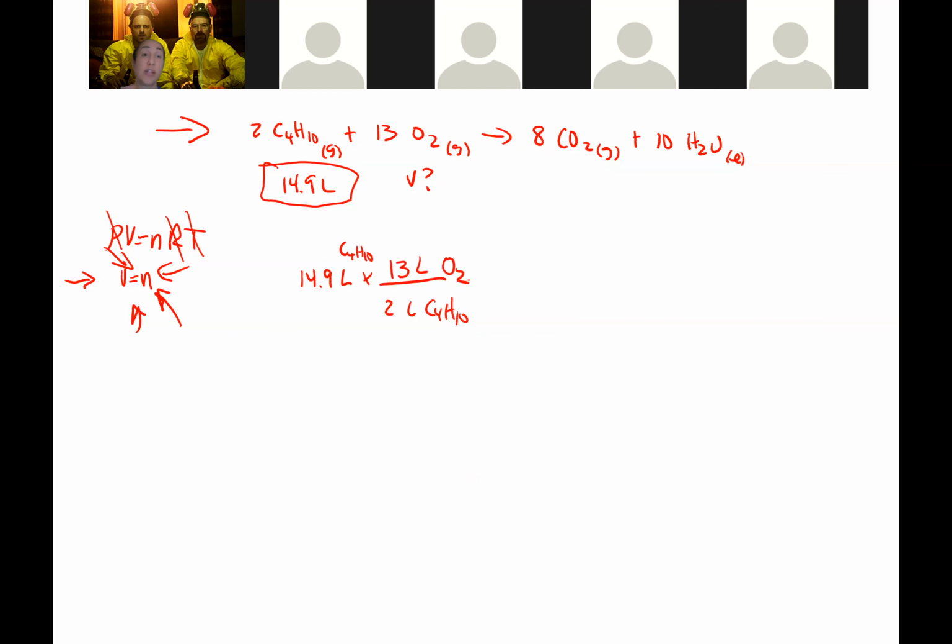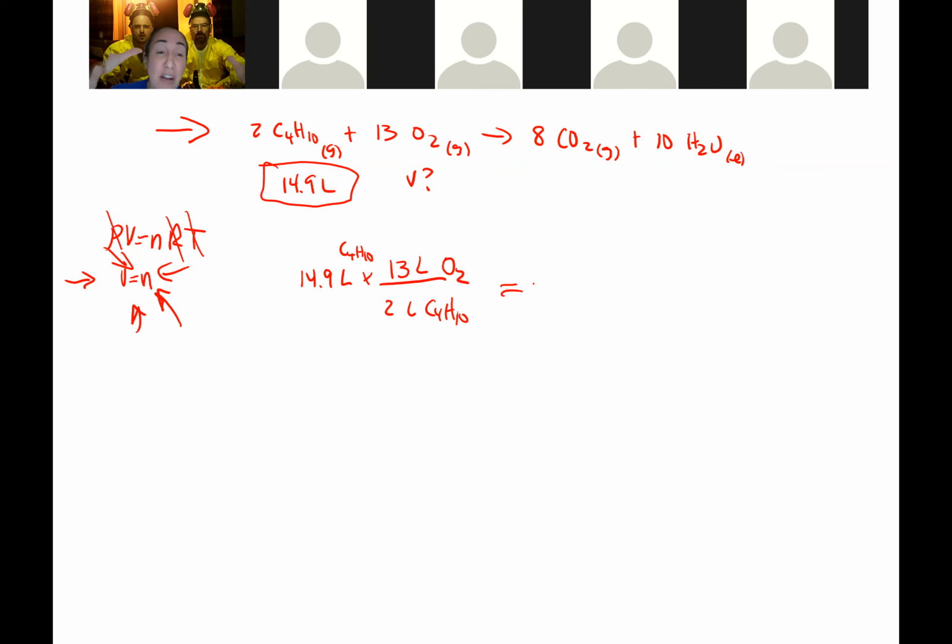So all we're doing is applying, literally it's one step. All you're doing is multiplying 14.9 times 13 divided by 2. Why can you do that? You can't do that always, okay? You can only do that when you're applying Avogadro's law. When you have pressure and temperature being constant, you can use this. Because there's nothing else you can do. How else are you gonna find the volume if all they give you is the volume?